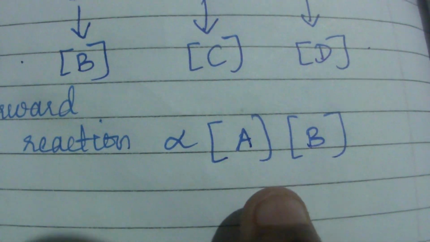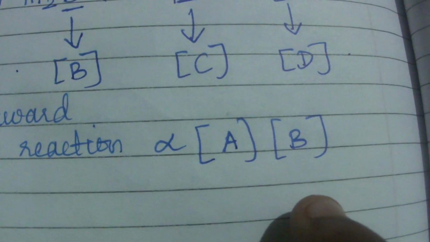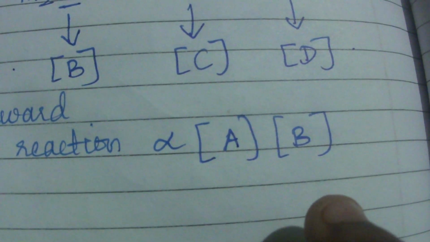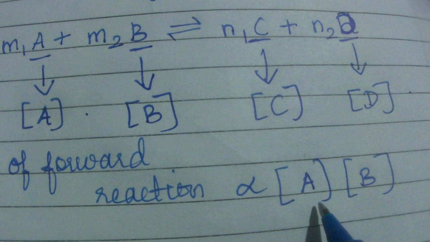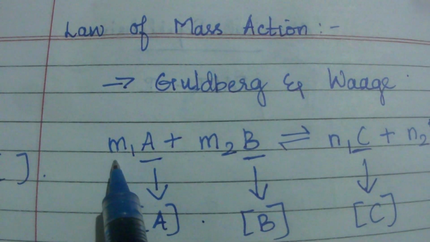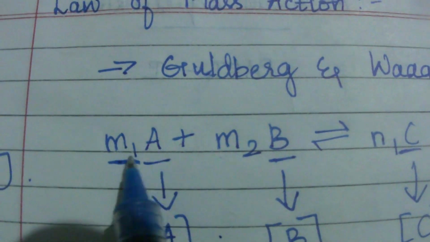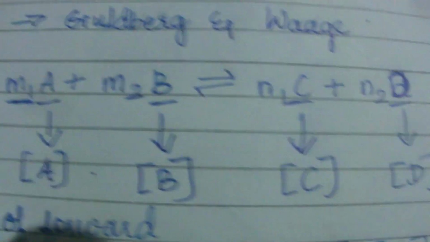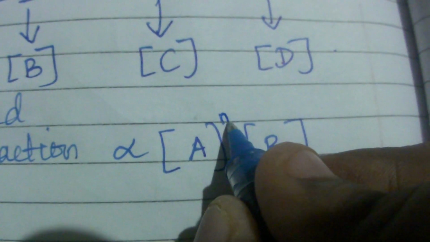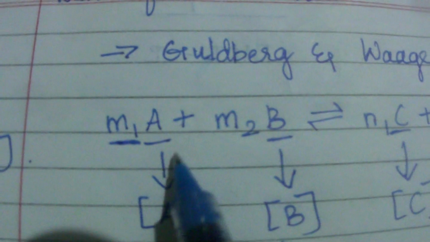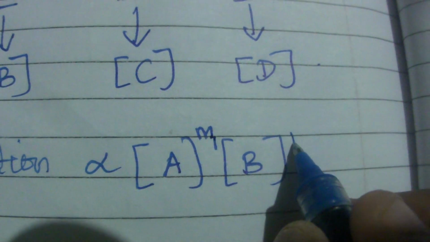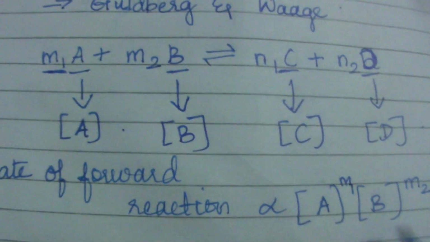And one more thing, each is raised to the power equal to its stoichiometric coefficient. What is the coefficient of A here? The coefficient is the factor present next to A, that is m1, so we write m1 as the power. And for B we have m2, so we write m2. This is the rate of the forward reaction.